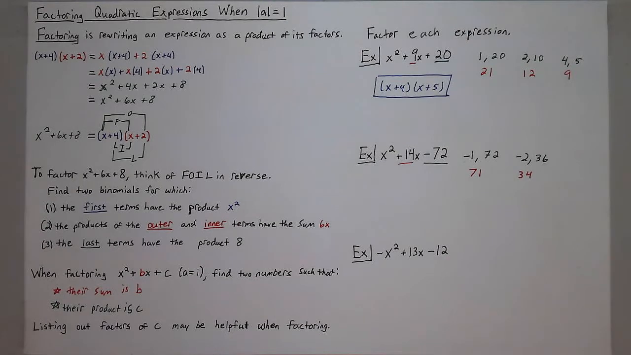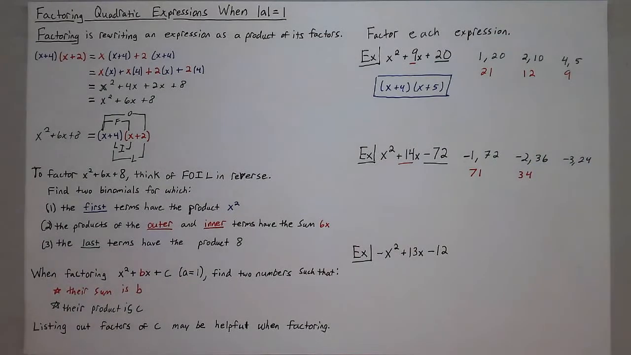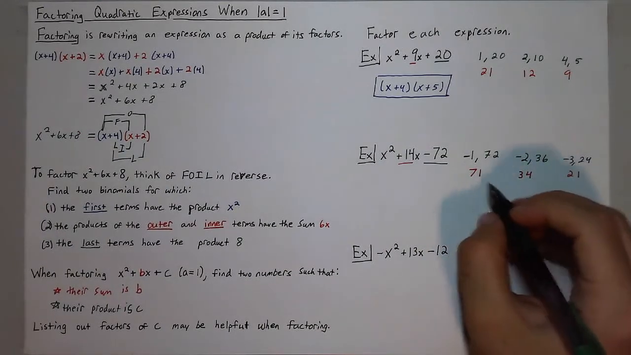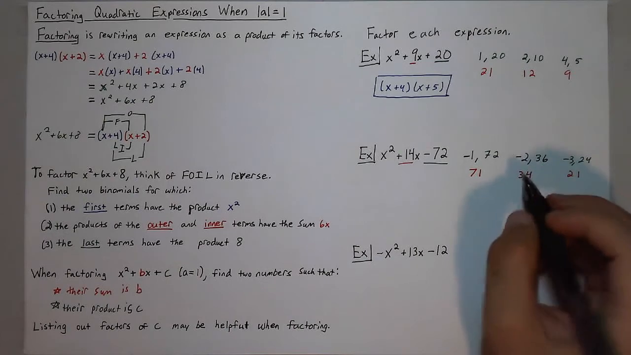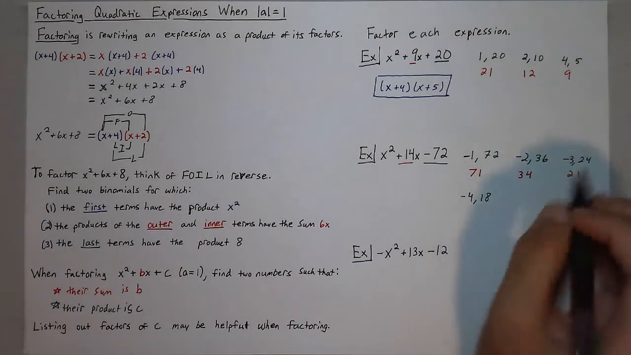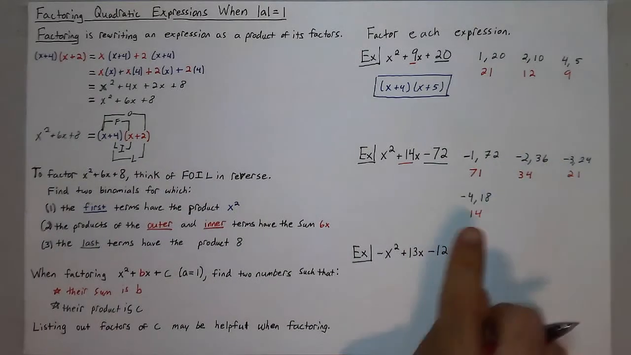Now I also have negative 3 times 24, which gives me 21. Still looking for the right one to use. And I also have negative 4 times 18, which when added together gives me 14, which is the combo I'm looking for.